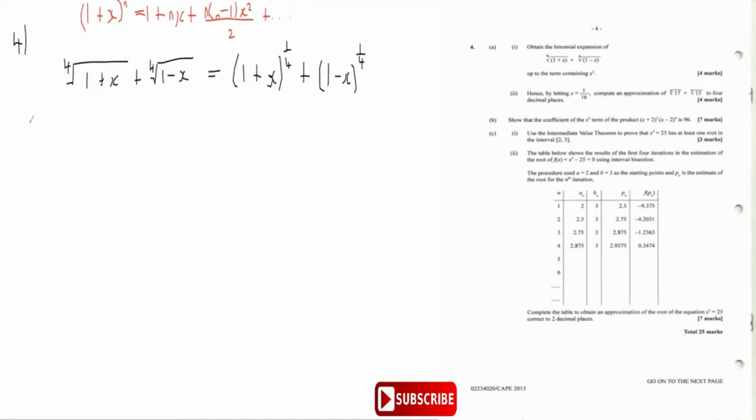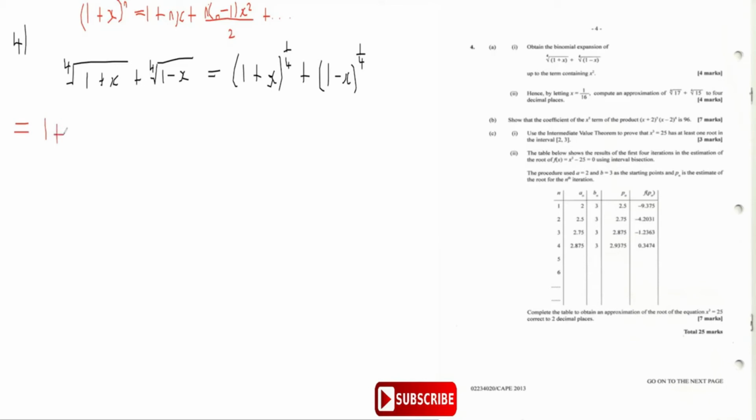So using binomial theory, the first part, 1 plus x to the quarter, where n is quarter. So overall, this is going to be equal to 1 plus nx.